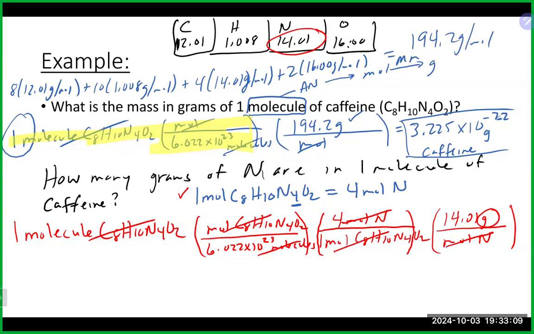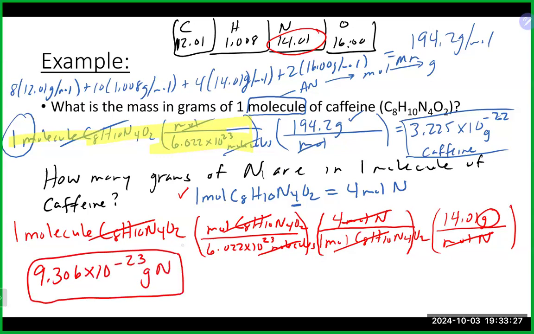So in this case, we're going to take 4 times 14.01. We're going to divide it by Avogadro's number, basically, here. And that's going to give me 9.306 times 10 to the minus 23 grams of nitrogen. I'll write it on this side here, 9.306 times 10 to the minus 23 grams of nitrogen.